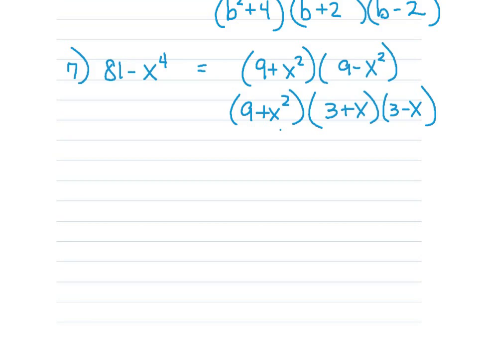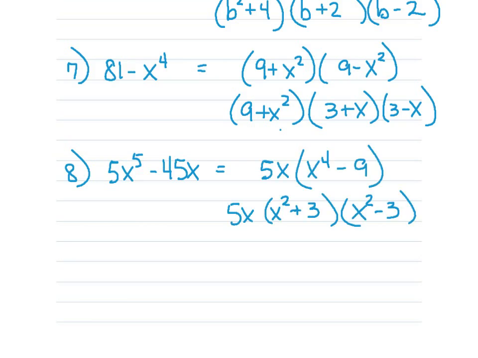Okay, number 8. Here we have 5x to the 5th power minus 45x. All right, look for a GCF and then factor completely. Pause the video and then check your answer. The factored form is 5x times x squared plus 3 times x squared minus 3.